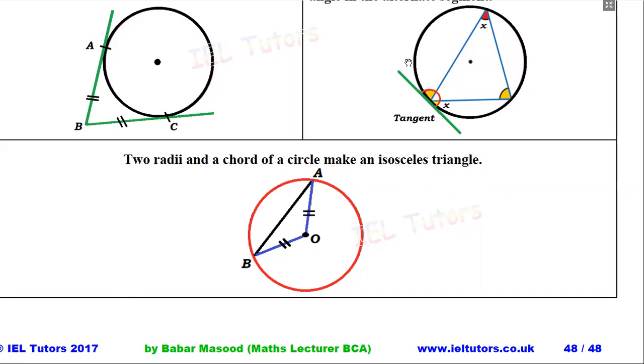For example, in this one here, we can see that this is a chord, and this line and this line are of equal length. What's the reason for these two lines being of equal length? Because both of these are radii of the circle.